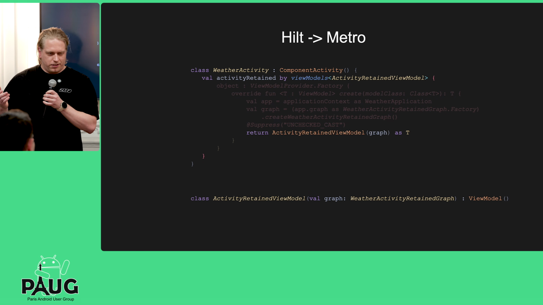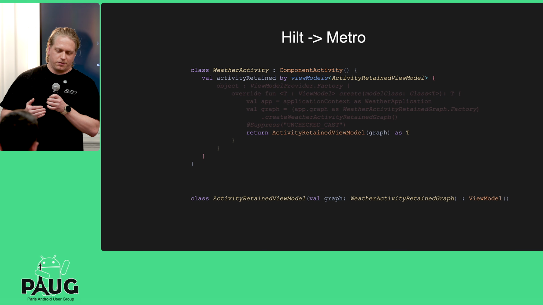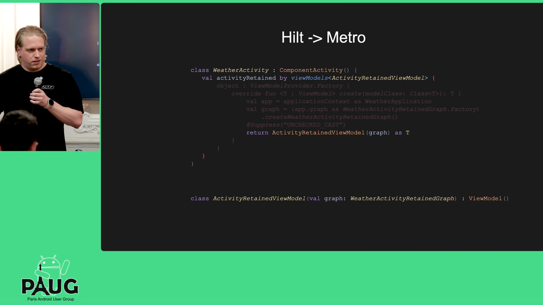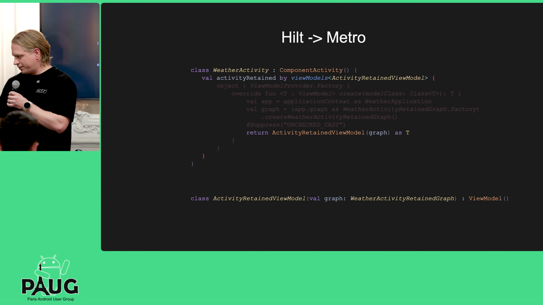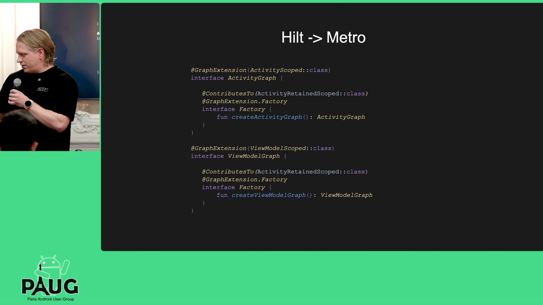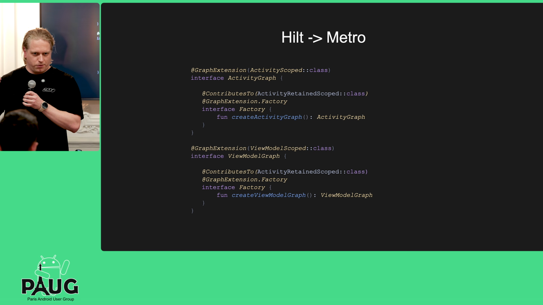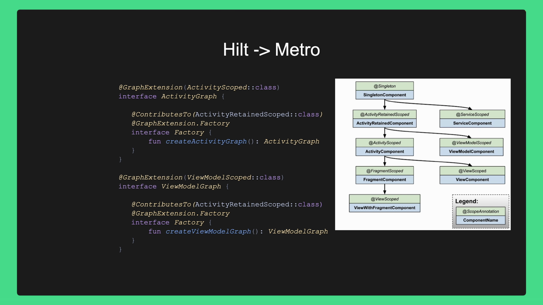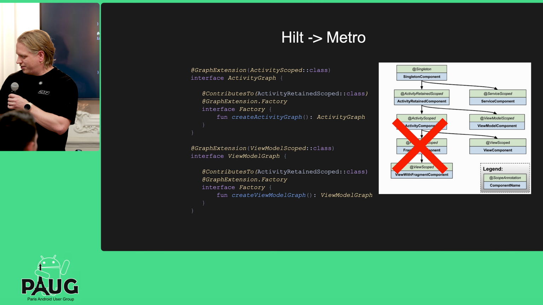In this case, because it's a retained graph, I put it into a view model because that has the retained lifecycle. But you can put it wherever you want. Yes, and then you just keep going. Here I've created the activity graph, the view model graph. It's the same recipe. You just add the scope, add the factory to the parent scope. And if you forgot exactly how Hilt is doing it, they have this nifty graph on their website. If there are some of the components you don't use, obviously you just skip it. We don't use the fragments, for instance, so we don't need to create that.